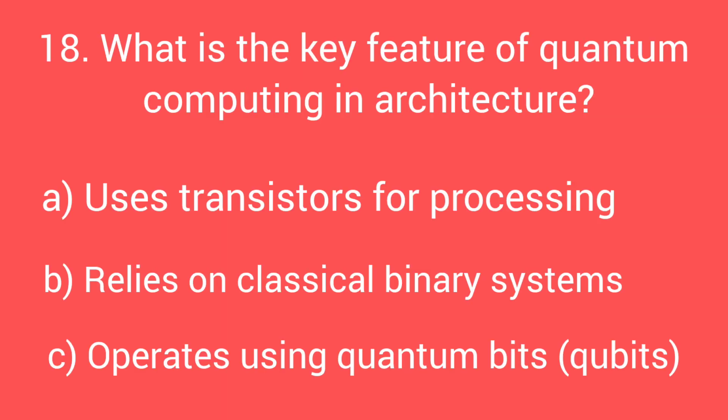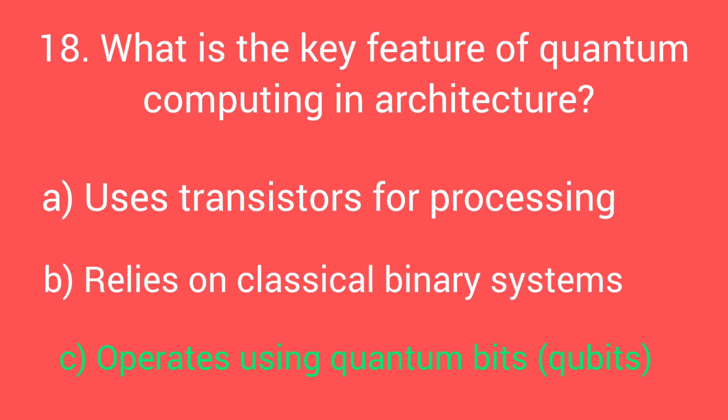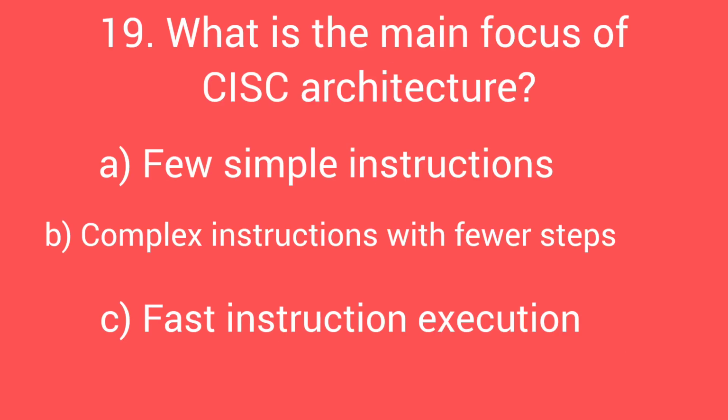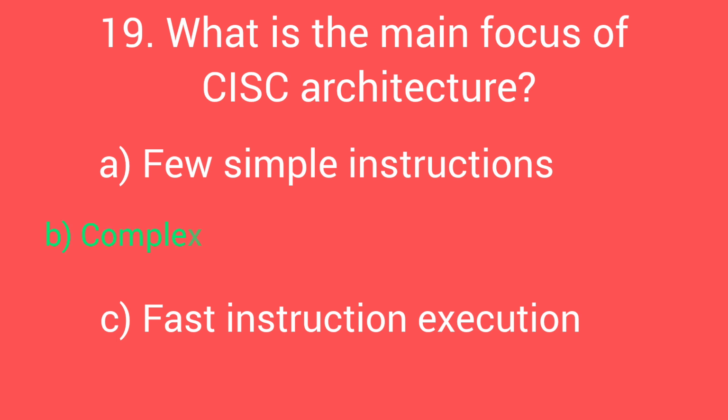What is the key feature of quantum computing in architecture? C. Operates using quantum bits, qubits. 19. What is the main focus of CISC architecture? B. Complex instructions with fewer steps.